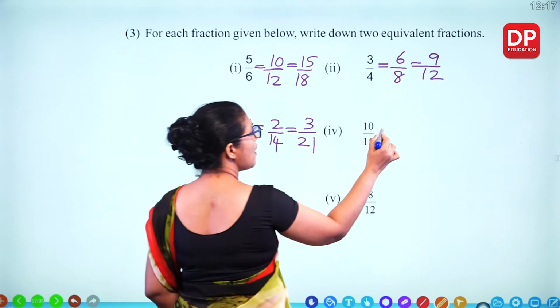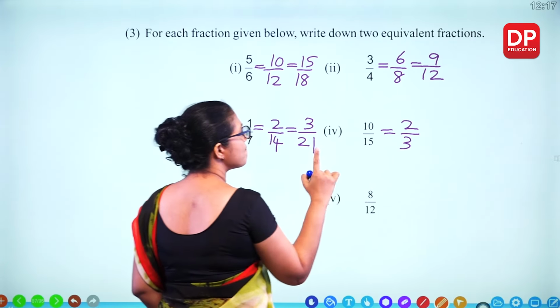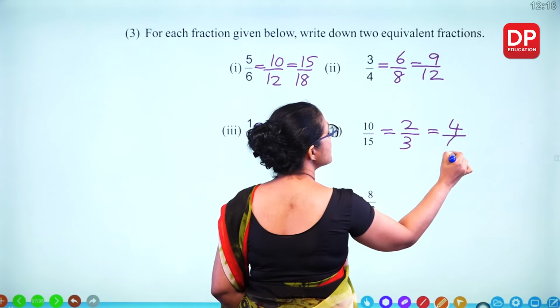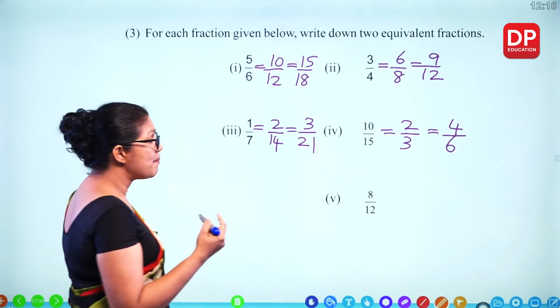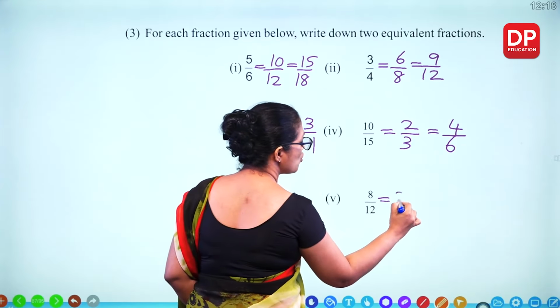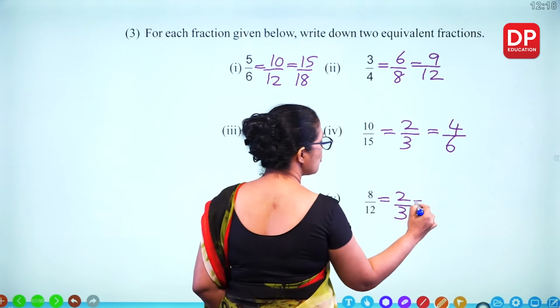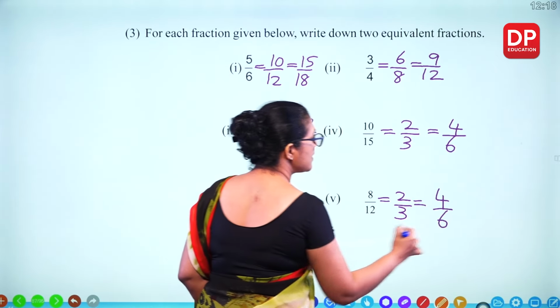This one I can divide by 5. 2 over 3. Now I can multiply by 2. 4 over 6. 8 over 12 I can divide by 4. 4 times 2, 4 times 3. Then I can multiply by 2. 2 times 2, 4. 2 times 3, 6.